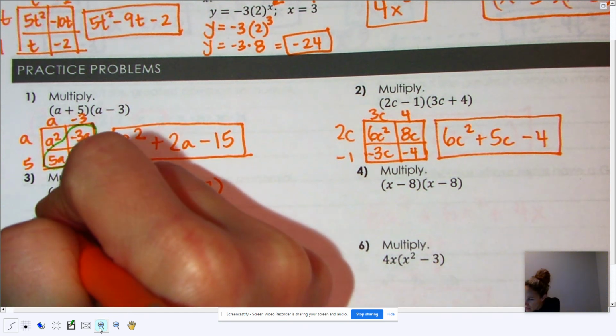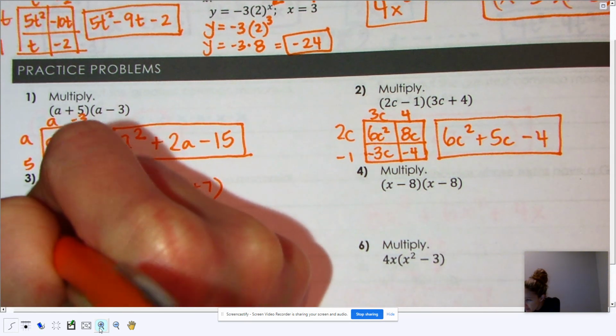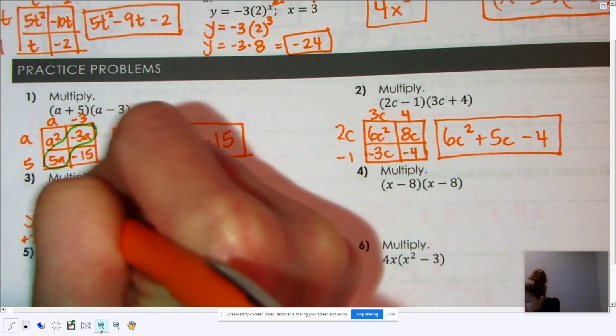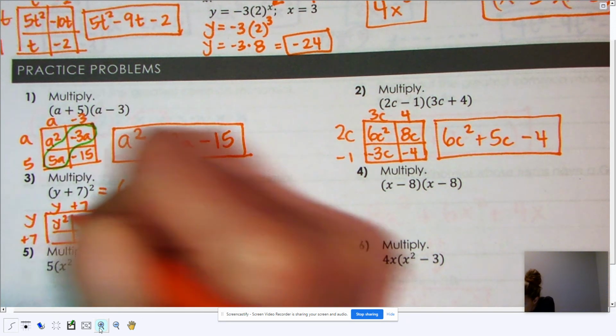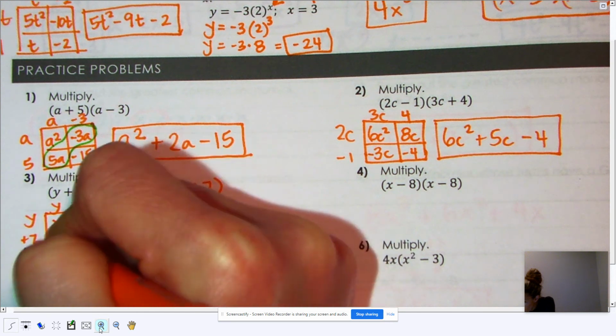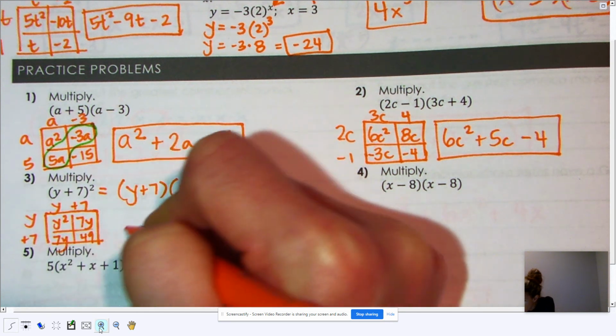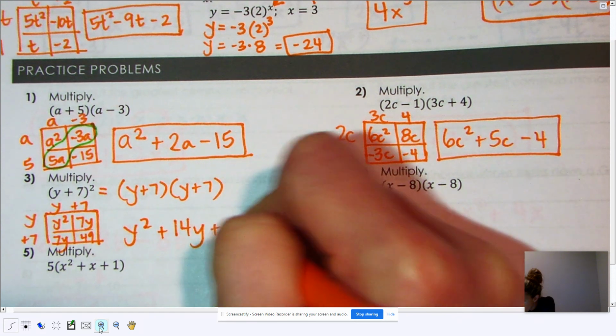Then we're going to treat it just like our other problems where I have y plus 7 and y plus 7. So I'm going to go y times y is y squared, y times 7 is 7y, y times 7 is 7y, and 7 times 7 is 49. So I have y squared plus 14y plus 49.